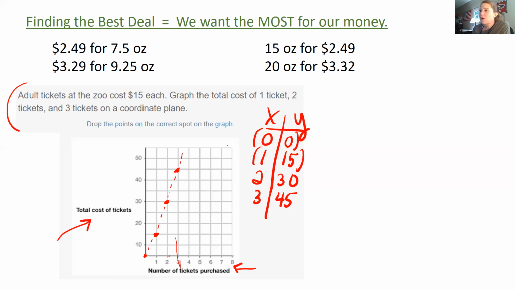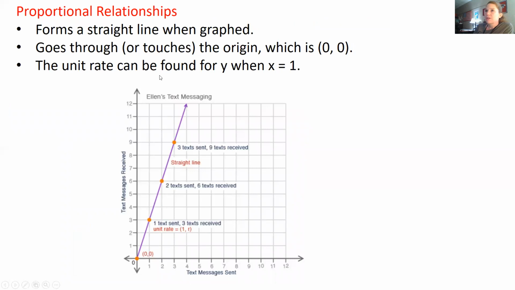Okay. So that leads us to talking about proportional relationships. So when you have a proportional relationship, 3 things are true. Number 1, when you graph that proportional relationship, you get a straight line. The second thing is that straight line will go through the origin or just touch the origin. And the other thing about proportional relationships is you can find the unit rate whenever x is equal to 1.